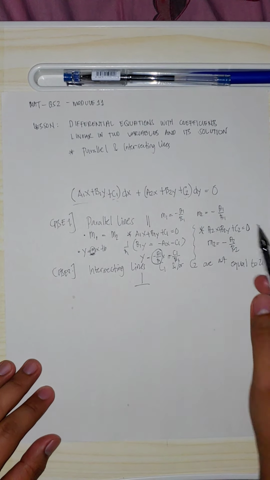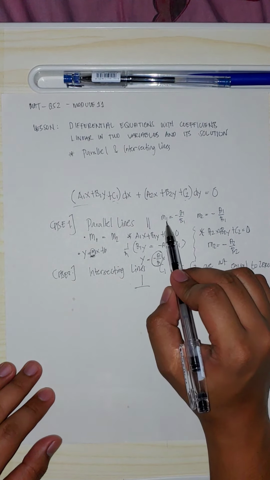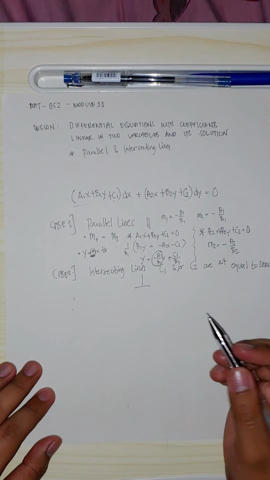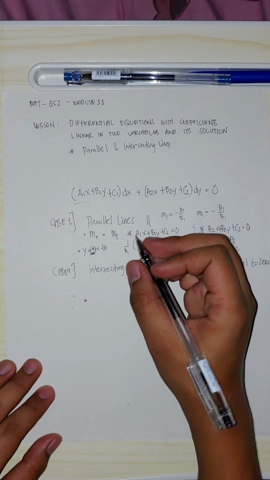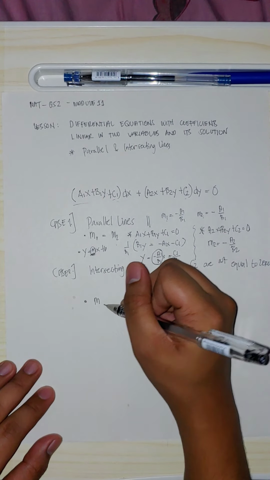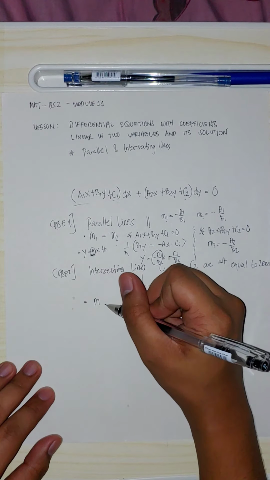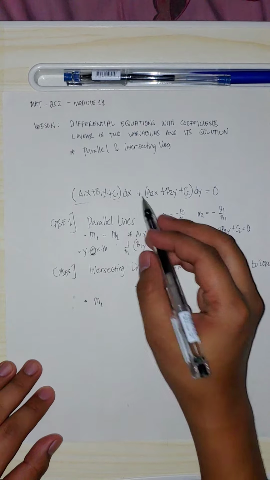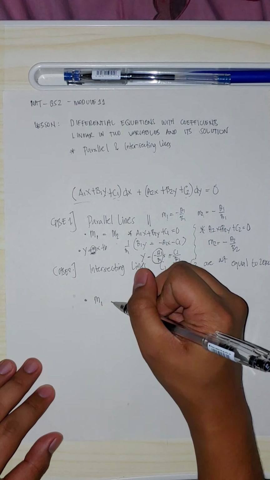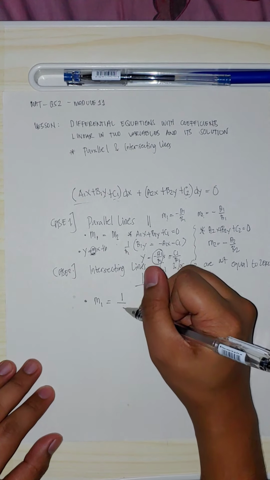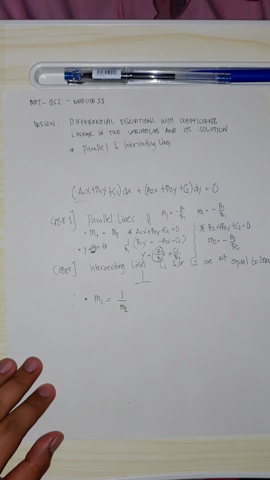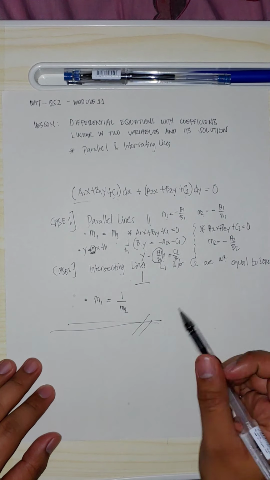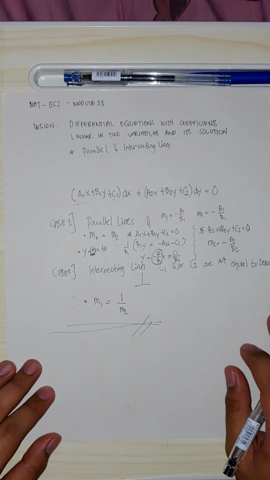Okay? So these are parallel lines if the slope of the first function is equal to the slope of the second function. How about the intersecting lines? How do we know that the two equations are intersecting lines? We know that they are intersecting lines if the slope of the first function in this differential equation is equal to the reciprocal of the slope of the second function. So that is the concept. This is our case 1 and this is our case 2.